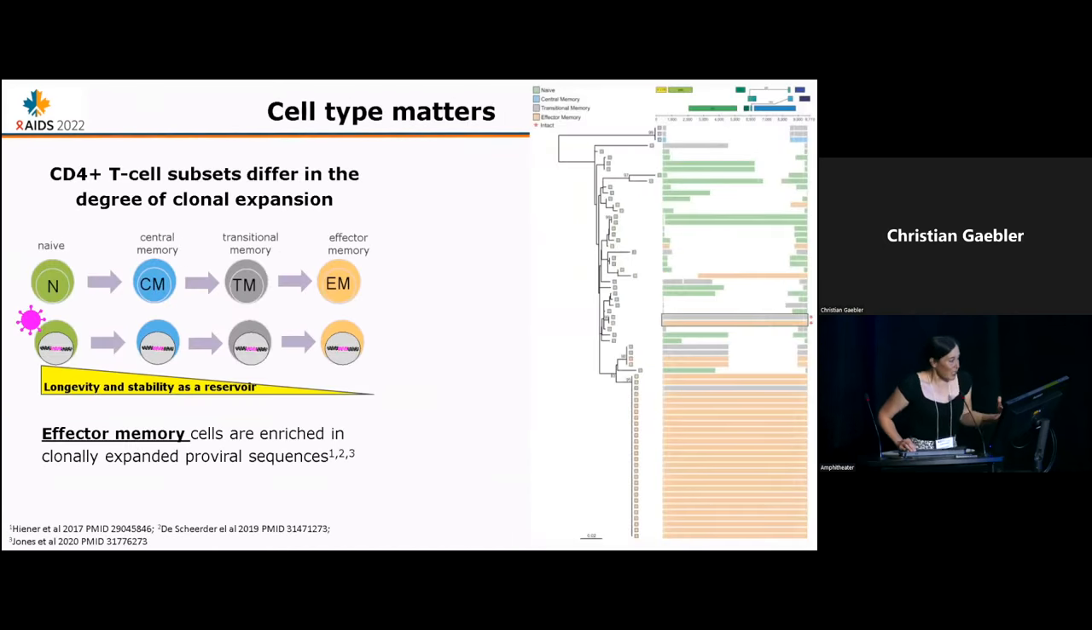Moving on to cell type. Cell type matters as well, and here are a couple of examples. CD4 T cell subsets differ in the degree of clonal expansion. Here I'm showing CD4 positive T cells, which are the major HIV reservoir. They develop along a continuum such that if a naive cell, for example, harbors an integrated provirus, so will its descendants as it differentiates along the pathway. But one important observation is that these clonally expanded proviruses tend to be enriched in effector memory cells.